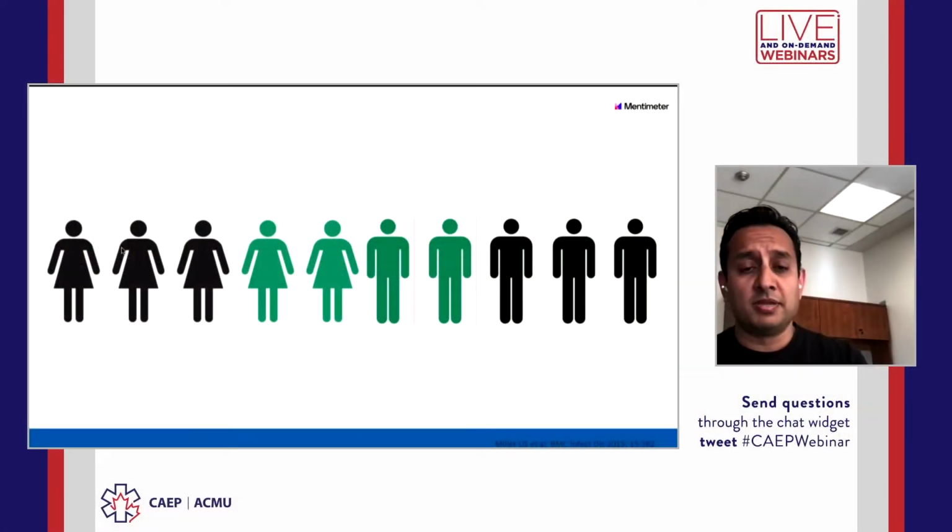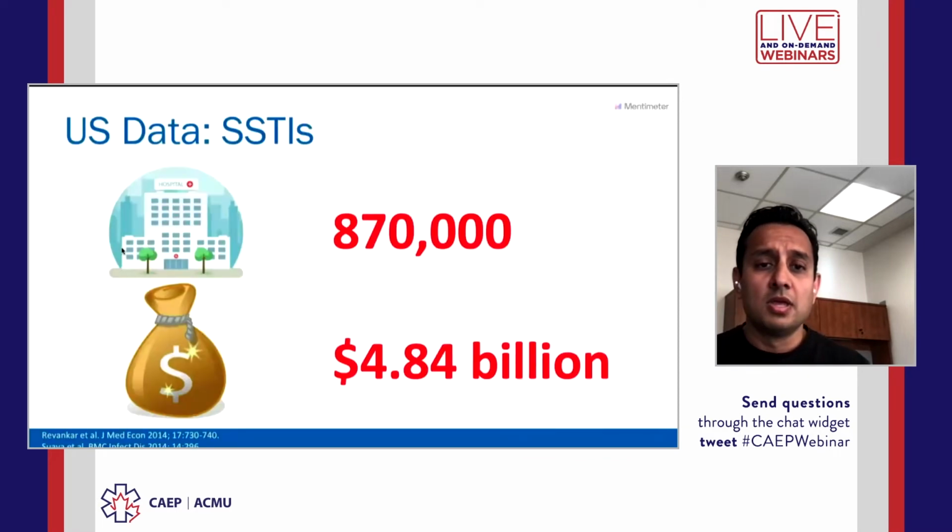From the United States, we know that 4 in 10 Americans visit a healthcare provider every single year for the reason for being seen for treated for skin and soft tissue infection. So the burden is quite high. In addition, we know from the US that nearly 900,000 Americans are admitted to hospital every single year for skin and soft tissue infections, which translates to a cost of nearly $5 billion US.